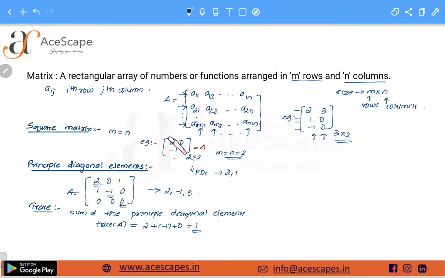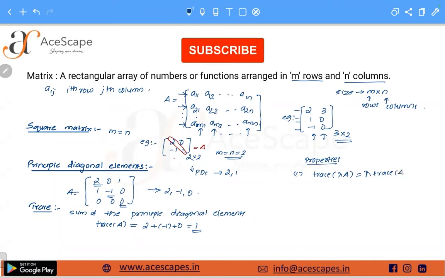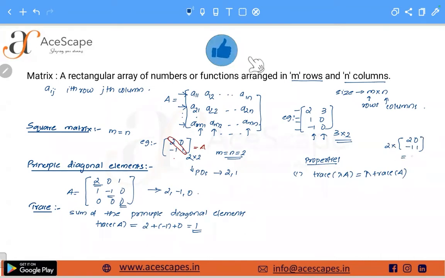There are many properties relating to the trace of a matrix. One simple property is that if I multiply a matrix by a scalar, then the trace of that matrix will be equal to that scalar times the trace of A. Suppose I take the matrix 2, 0, -1, 1 and multiply it by 2. Our scalar is 2. What is the corresponding matrix? We multiply each element of the matrix by this scalar.